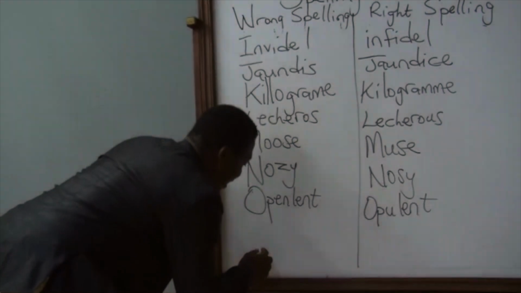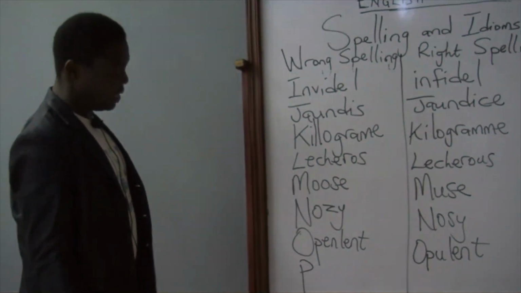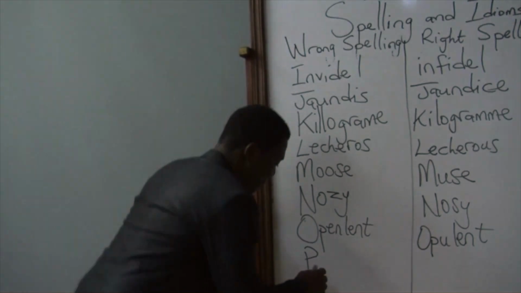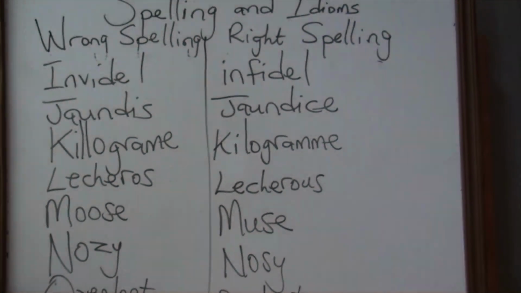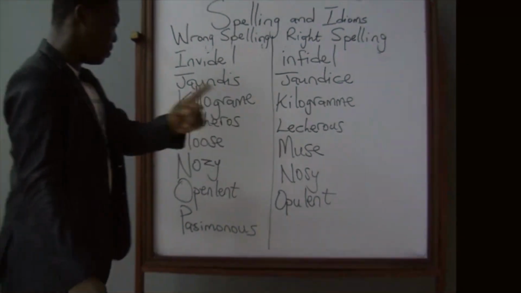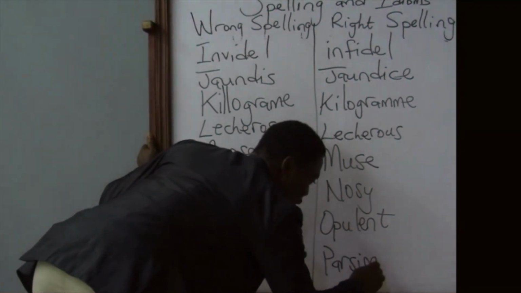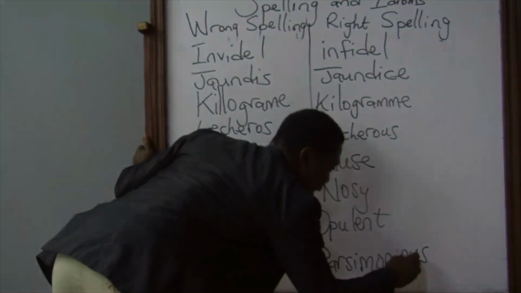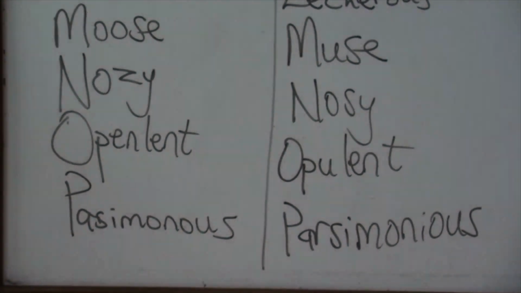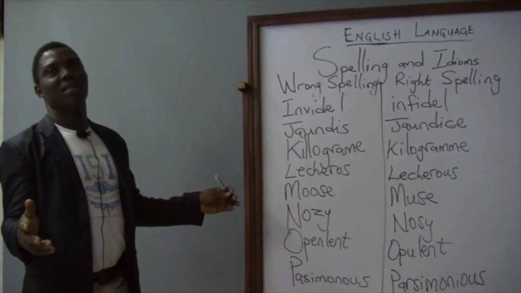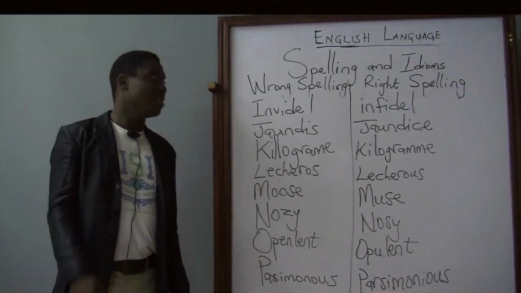And now, another word beginning with P that is often misspelled is parsimonious. Some people pronounce it as parsimonious or spell it this way. They will spell it this way. It should be P-A-R-S-I-M-O-N-I-O-U-S. Parsimonious. What does it mean to be parsimonious? When you are parsimonious, you are broke. You don't have enough money at hand. You are insolvent. You are kind of financially bankrupt.